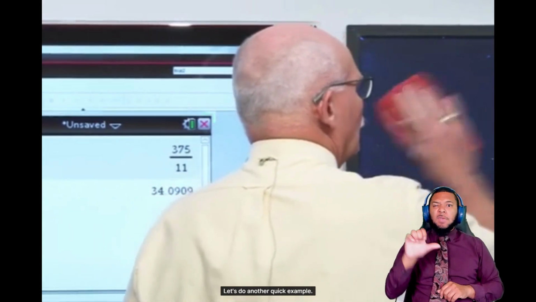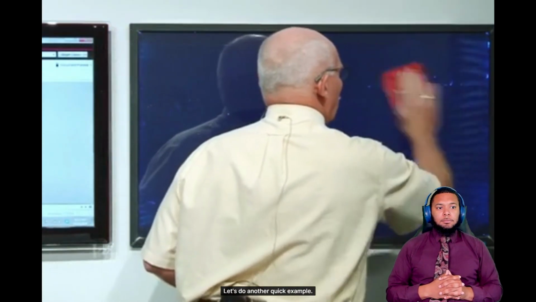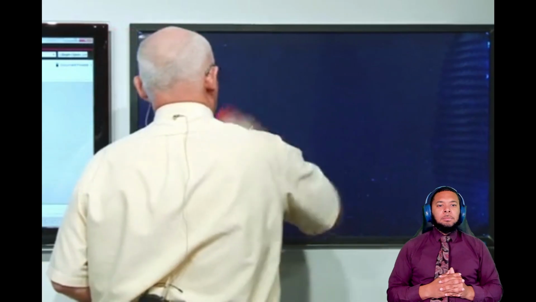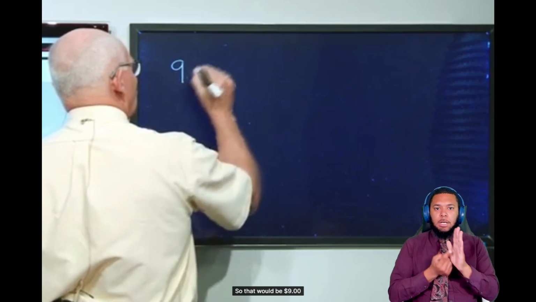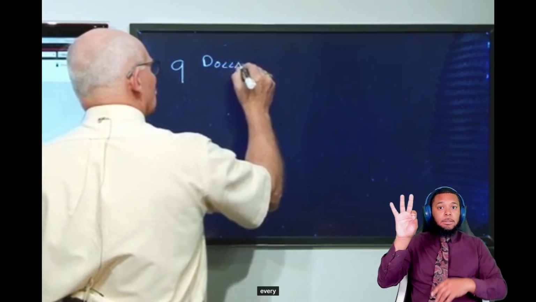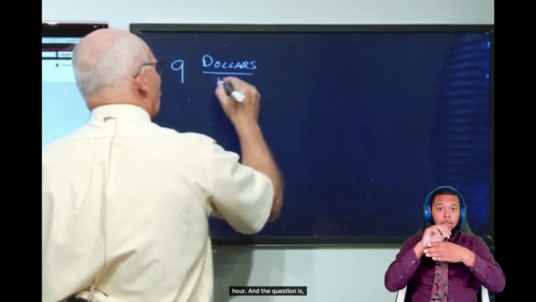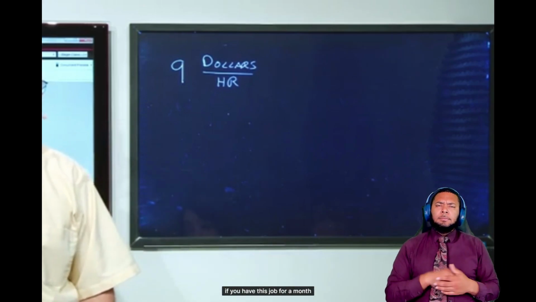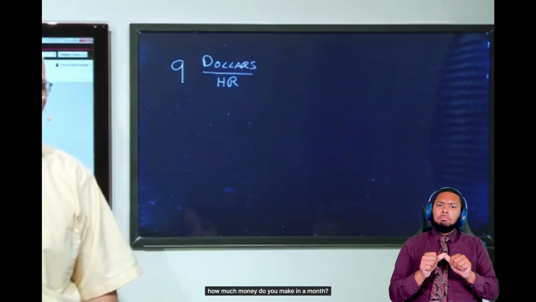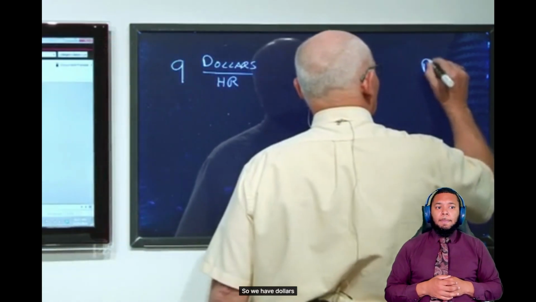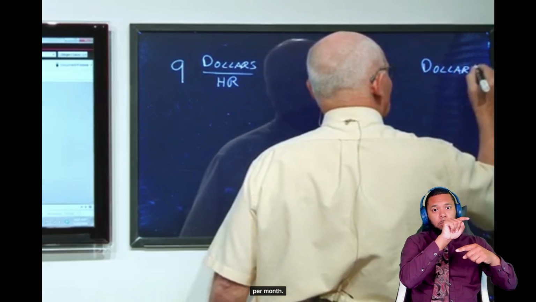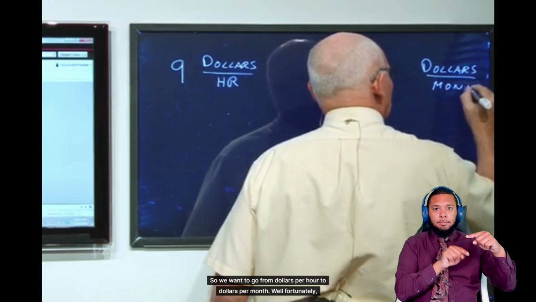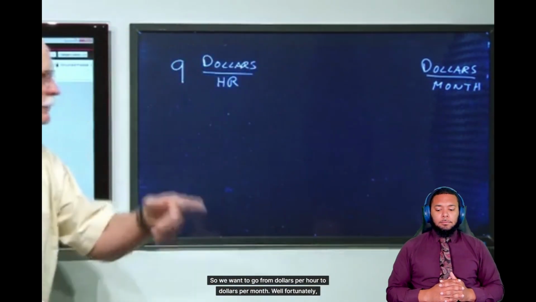Let's do another quick example. Suppose you have a job and you're making $9 an hour. So that would be $9 every hour. And the question is, if you have this job for a month, how much money do you make in a month? So we have dollars per month. So we want to go from dollars per hour to dollars per month.